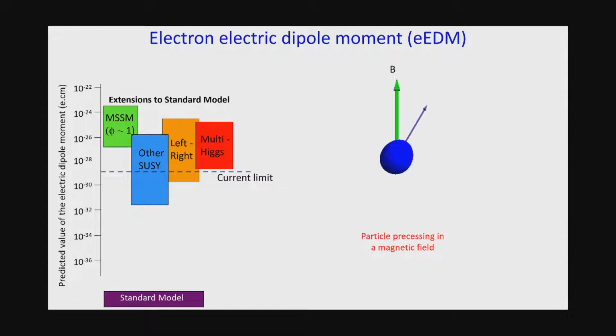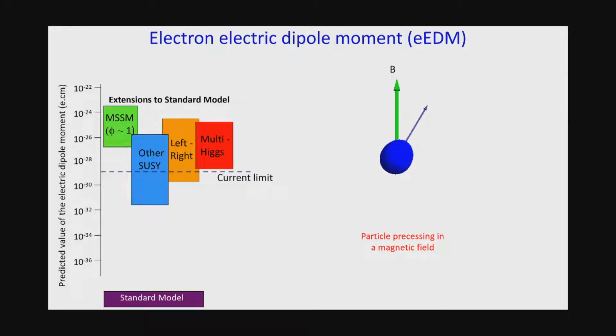EDM measurements are spin precession measurements. Here I have an electron whose spin, that's the blue arrow, is precessing around an applied magnetic field due to the interaction of the magnetic dipole moment with the applied magnetic field. And now my electron here also has an electric dipole moment. The kind of egg-shaped blue blob is supposed to remind you of that.